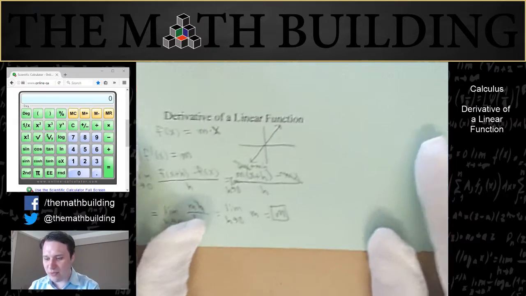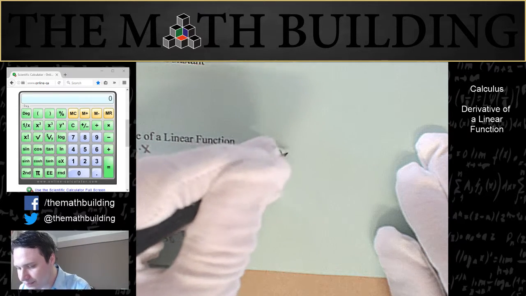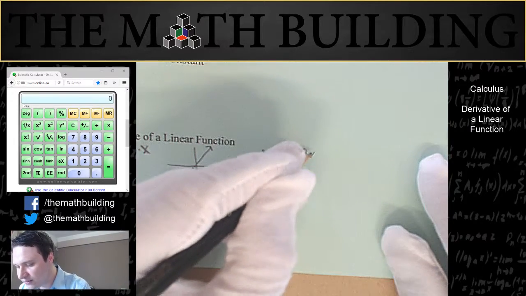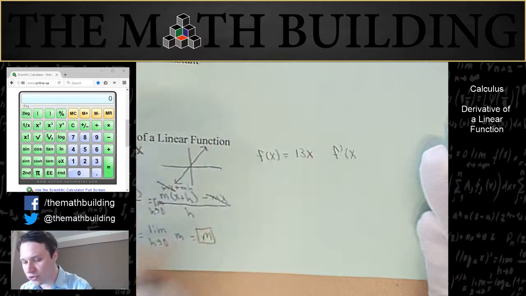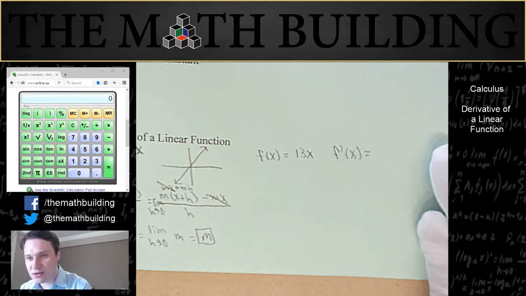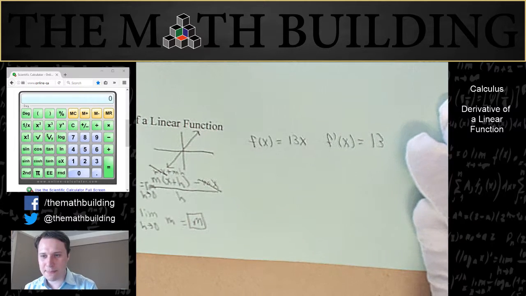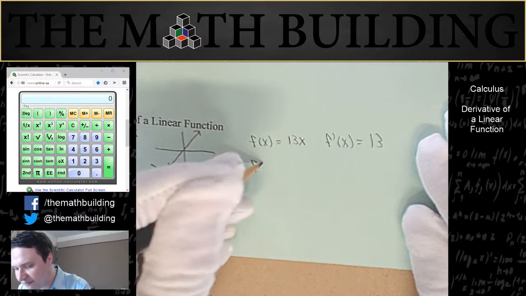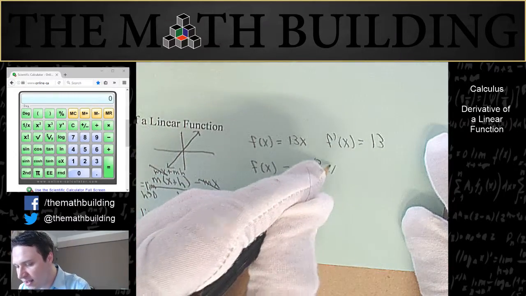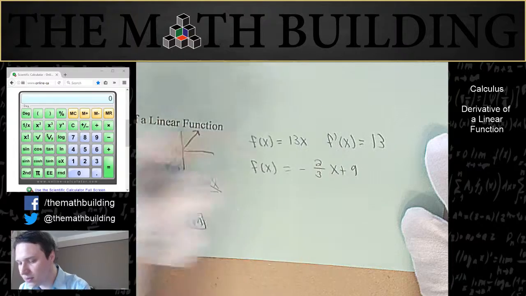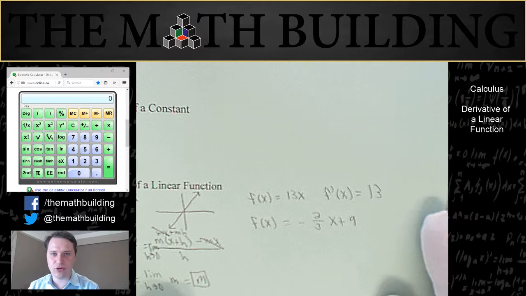So let's look at two examples really quickly. Let's say I have f of x is equal to 13x. Well, I can do the derivative in one step thanks to that rule we just showed. f prime of x would just equal 13. So that's pretty easy. How about a slightly more complicated one? f of x is equal to negative 2/3 x plus 9. What would be the derivative of the function negative 2/3 x plus 9?